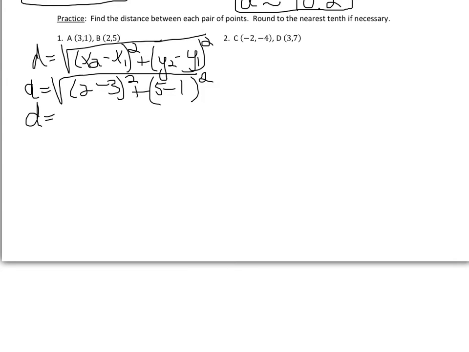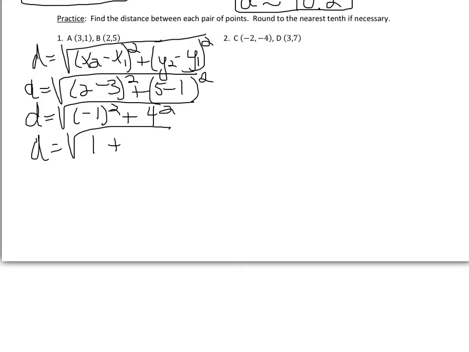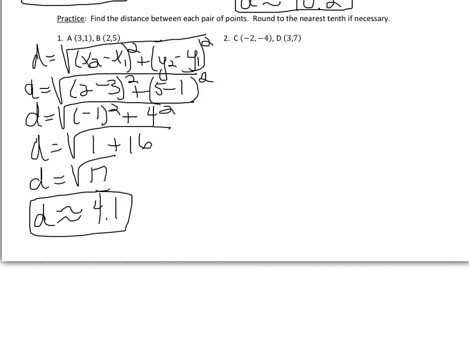So our distance is equal to the square root of negative 1 squared plus 4 squared. Negative 1 squared is 1, 4 squared is 16. Add them together, we have the square root of 17. When we approximate and round to the nearest tenth, we get 4.1, which makes sense because the square root of 16 is 4, so the square root of 17 would be just over that.